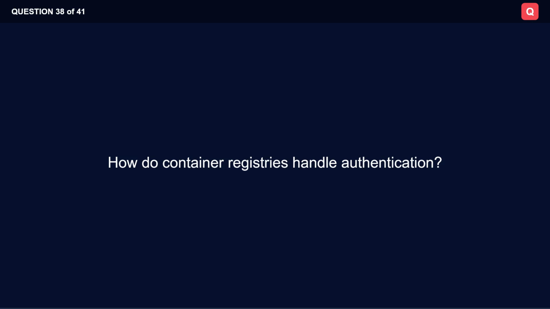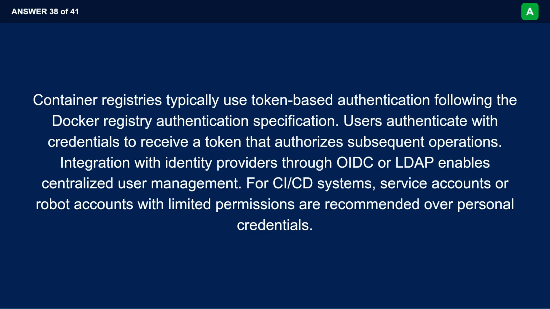How do container registries handle authentication? Container registries typically use token-based authentication, following the Docker registry authentication specification. Users authenticate with credentials to receive a token that authorizes subsequent operations. Integration with identity providers through OIDC or LDAP enables centralized user management. For CI/CD systems, service accounts or robot accounts with limited permissions are recommended over personal credentials.